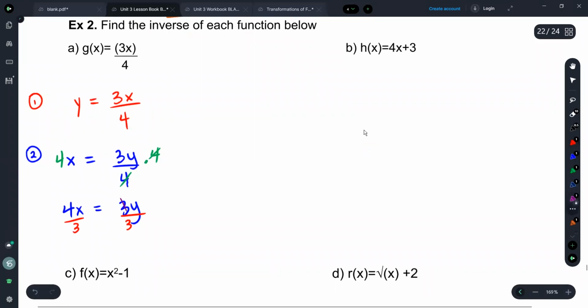And then final step, now that the y is by itself, we will replace y with inverse notation. So because we started with g of x, we'll replace y with g inverse of x.